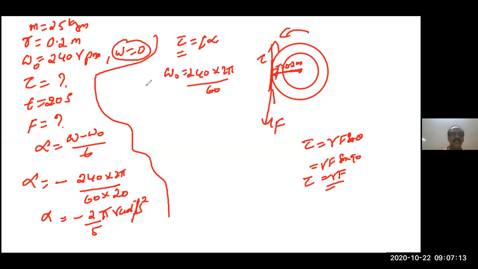So the shape is ring or disc? This is a flywheel, like a CD, a disk with a center. So we will use MR squared by 2 or MR squared? I will use MR squared by 2. So the flywheel is like a disc only, right? Like a disk only, MR squared by 2. Okay, sir.